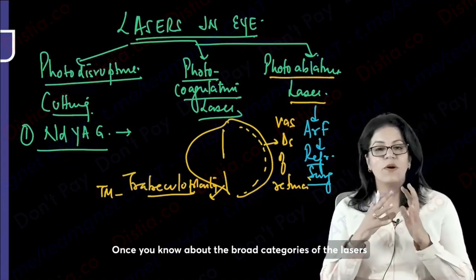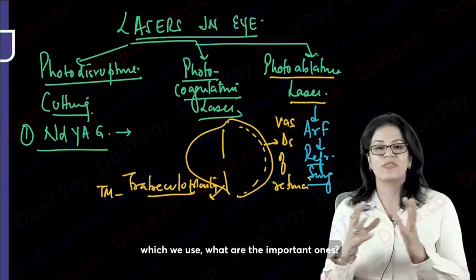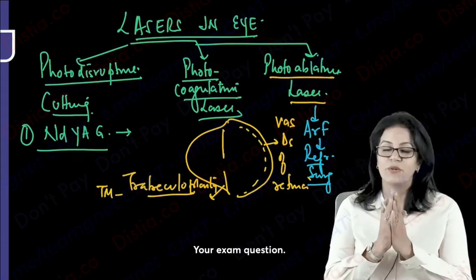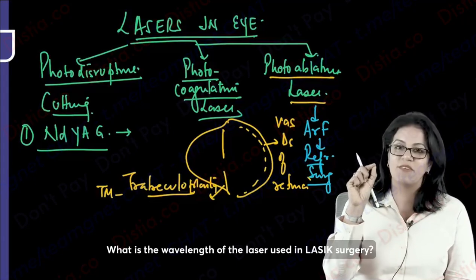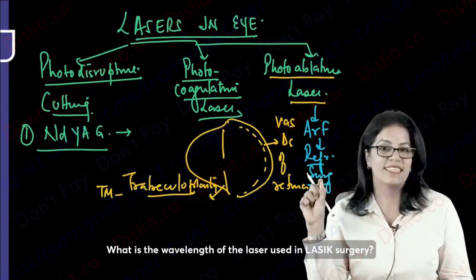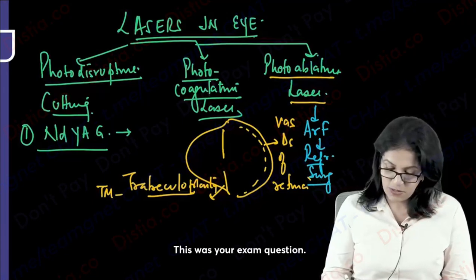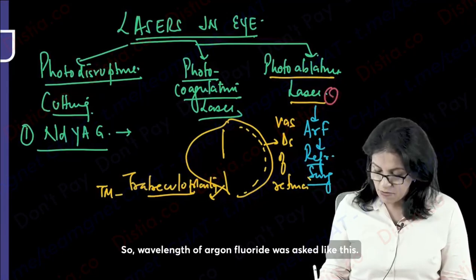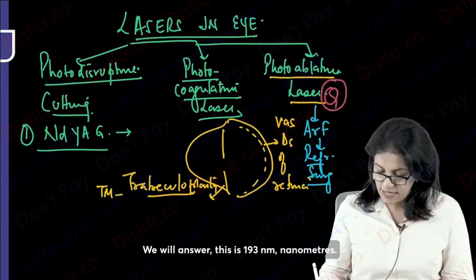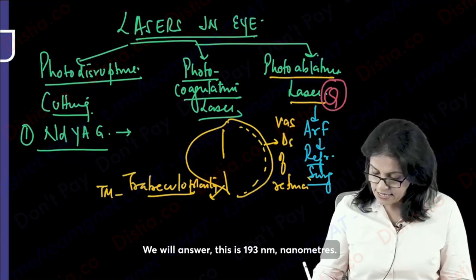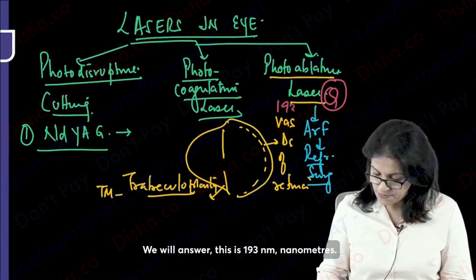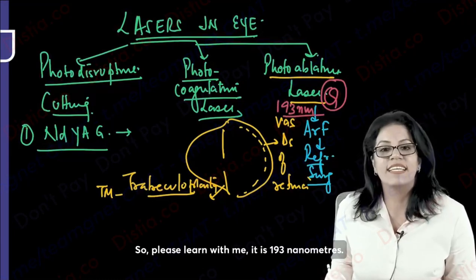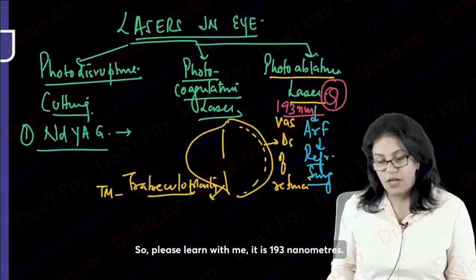Once you know the broad categories of lasers we use, what the important ones are, and their names and applications, here is your exam question: what is the wavelength of the laser used in LASIK surgery? We are going to make a Q and learn here. The wavelength of argon fluoride is 193 nanometers. So please learn with me. It is 193 nanometers.